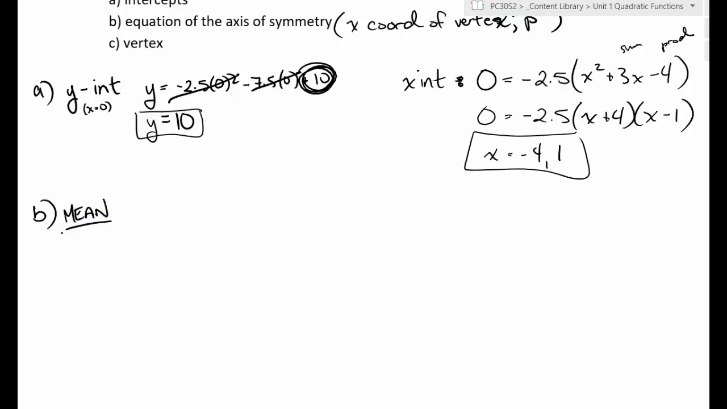Basically, all you do is you ask, what's halfway between -4 and +1? Well, I add them together, so -4 plus 1, and divide it by 2. In this case, -4 plus 1 is -3. It's going to leave me with -3 halves.